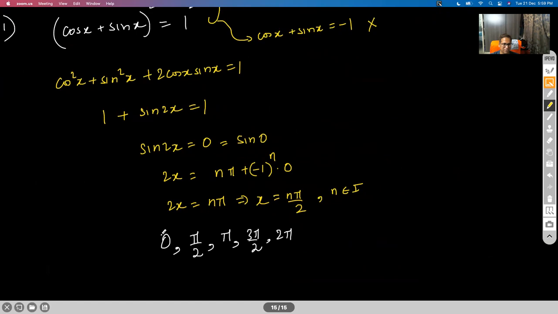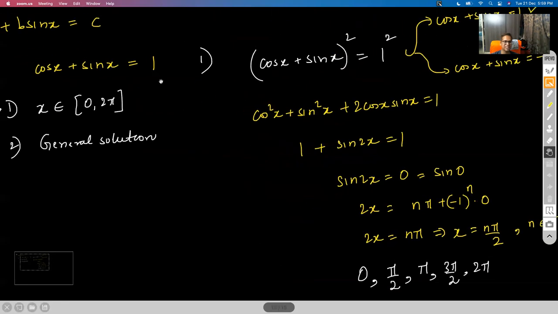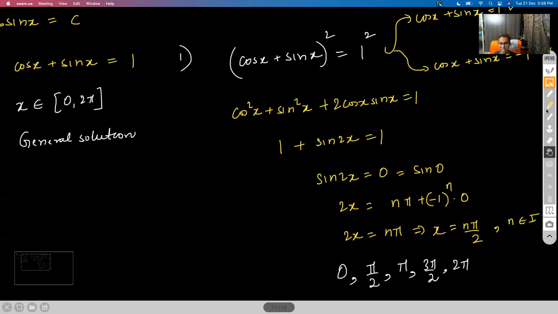Does zero satisfy our original equation, which is cos x plus sin x equal to 1? Is zero satisfying the equation? Tell me yes or no. Yes, it is accepted. Correct. Is pi by 2 going to satisfy my original equation? Yes. Is pi going to satisfy the original equation? Think carefully and say no.